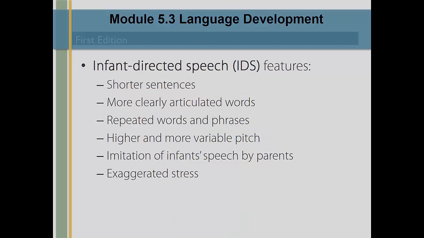Infant-directed speech helps infants learn the basics of language and conversation. Infant-directed speech has shorter sentences, more clearly articulated words, repeated words and phrases, higher pitch, more variable pitch, imitation of infants' speech by parents, and exaggerated stress. The use of infant-directed speech by parents is associated with better learning of phoneme categories and a larger vocabulary at age 12 months.